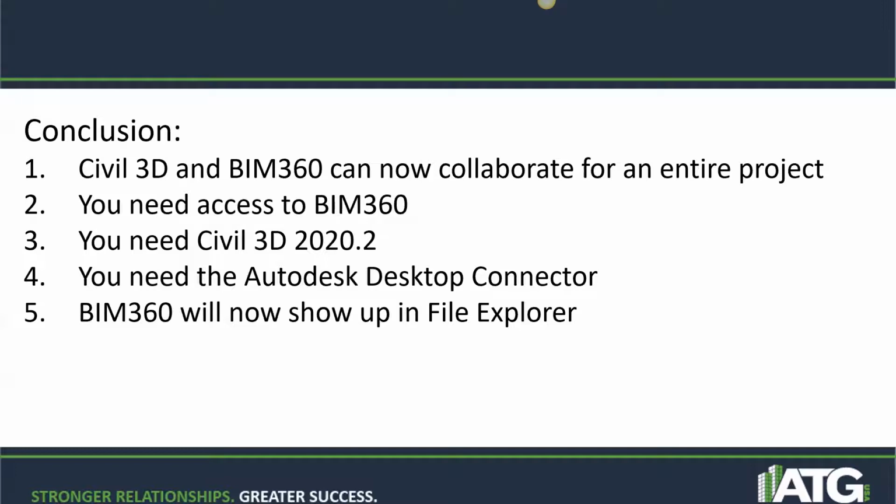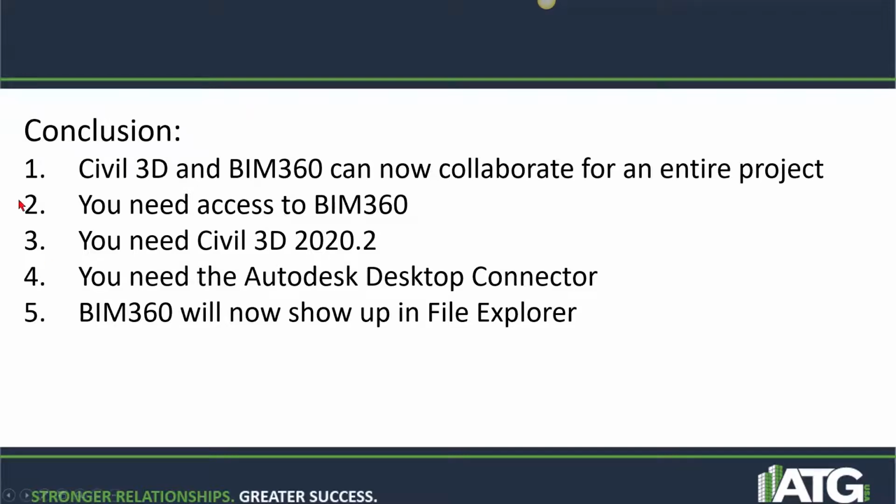project admin for that. You need Civil 3D 2020.2. If you have 2020 or 2020.1, it may look like it works, but it really won't work. You need that 0.2 update. And then you also need the Autodesk Desktop Connector. Once you have all three of those, once you have that Desktop Connector, BIM360 will now show up in the File Explorer. So what I'm going to do now is jump into my BIM360 account.